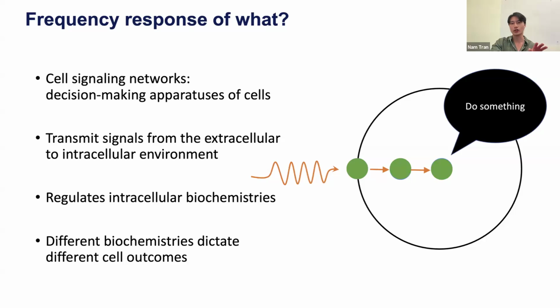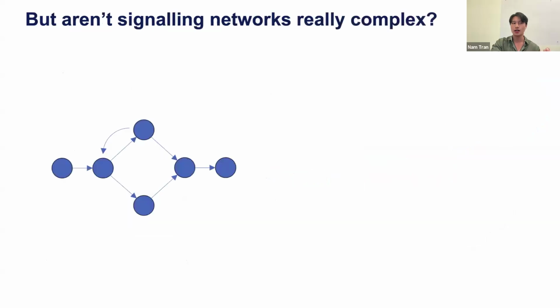So we want to get the frequency response function of these cell signaling networks, but a problem arises, which is, aren't they really complex? They can get really large and infinitely loopy and long, and it's just a mess. So how do you actually tackle a problem like this?